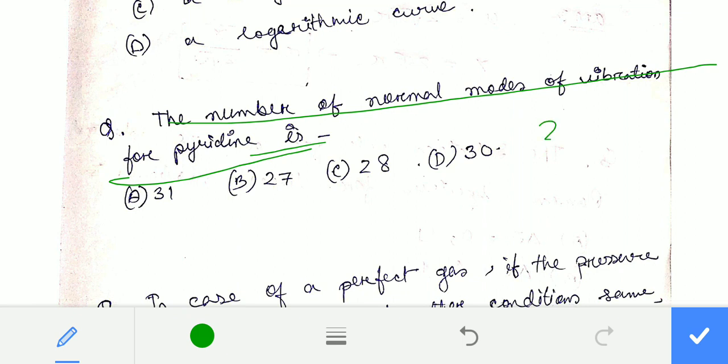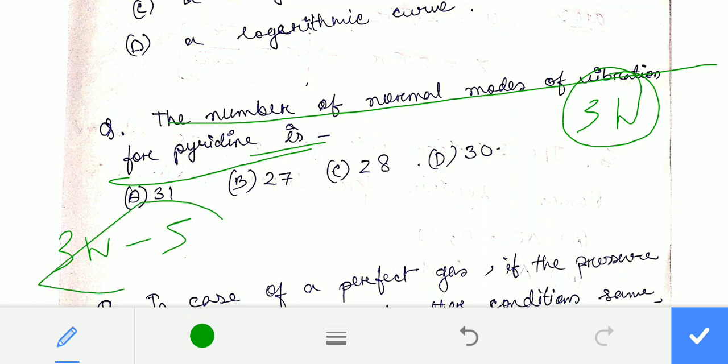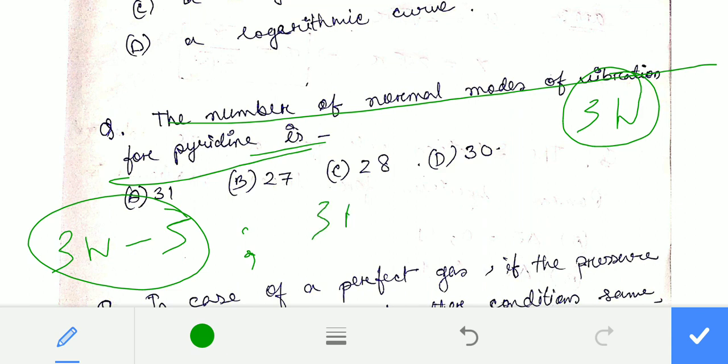Now, for any molecule, the total number of degrees of freedom can be given as 3n. For a linear molecule, the number of modes of vibrations is given as 3n minus 5, like hydrogen, and for a non-linear molecule it is given as 3n minus 6, where n is the number of atoms in the molecule.